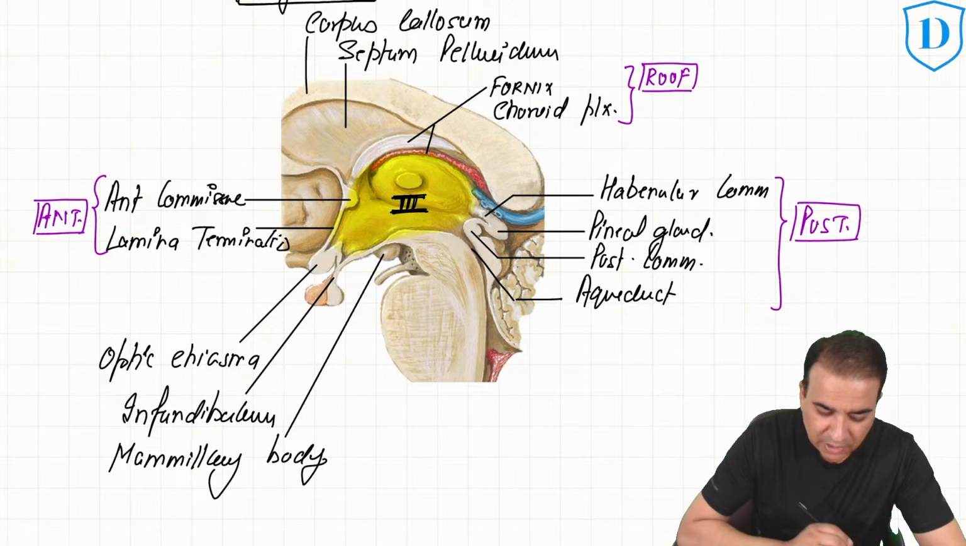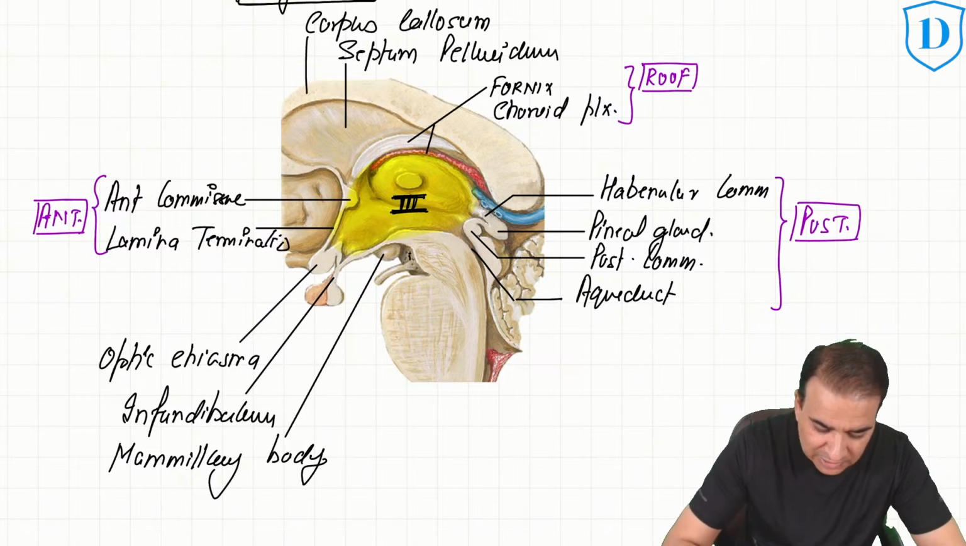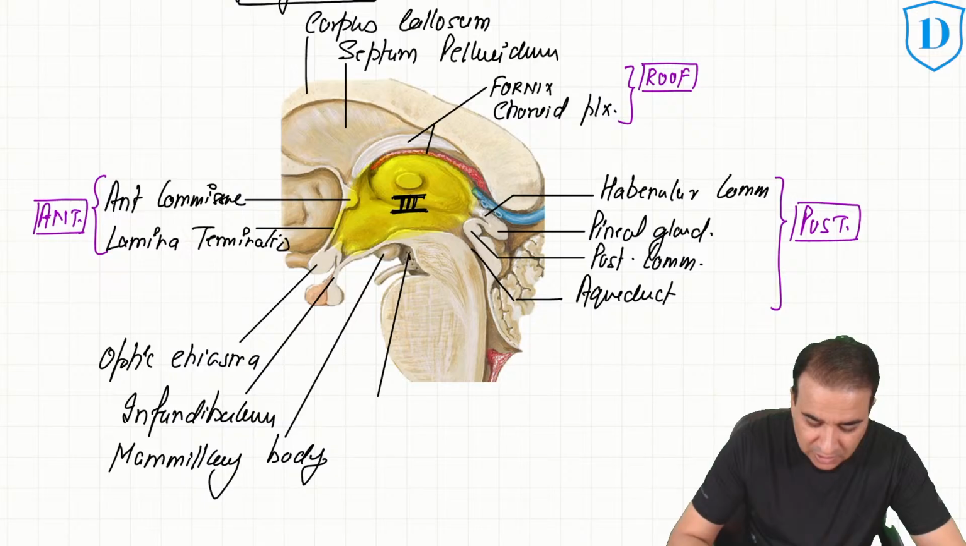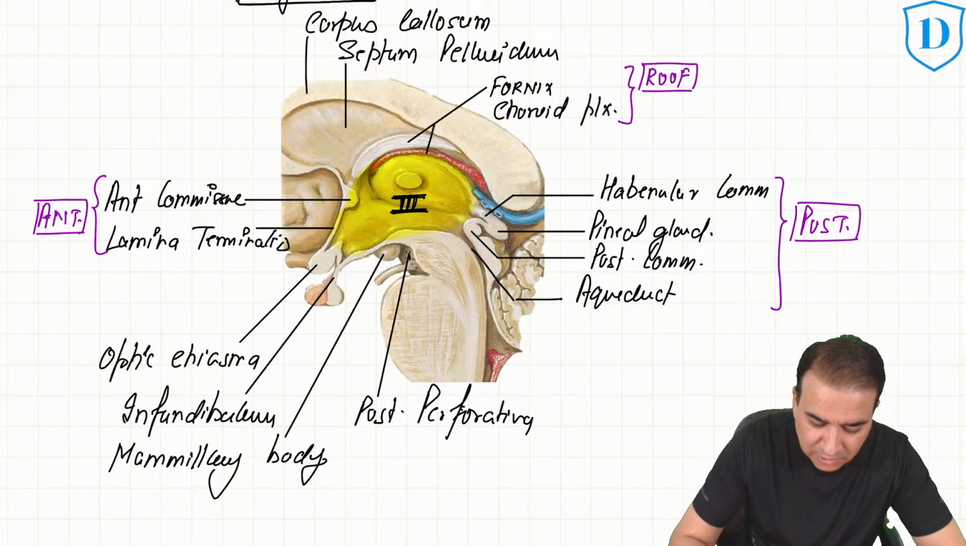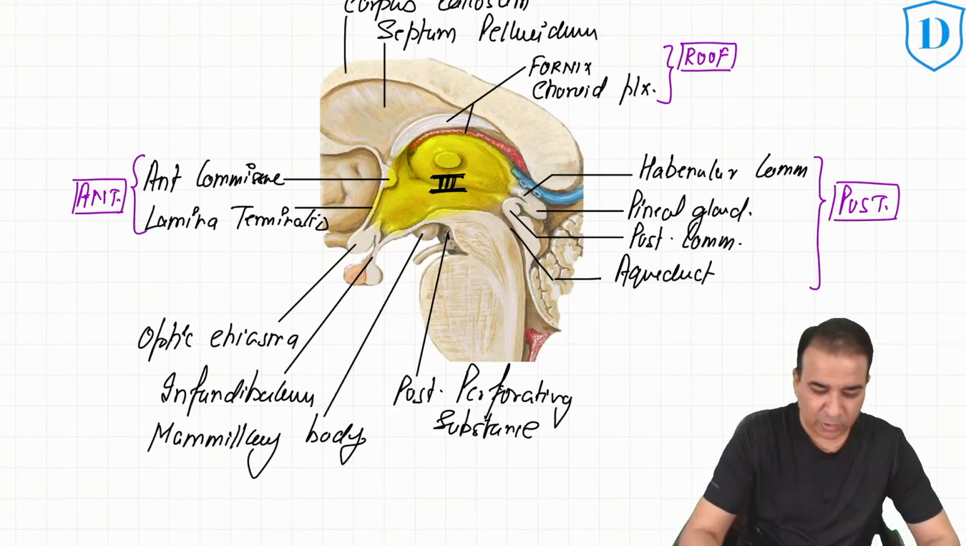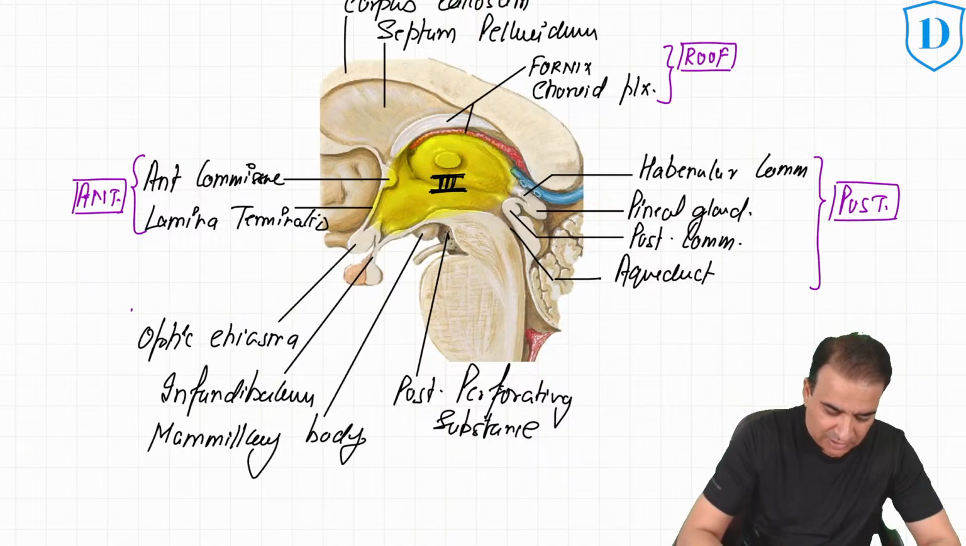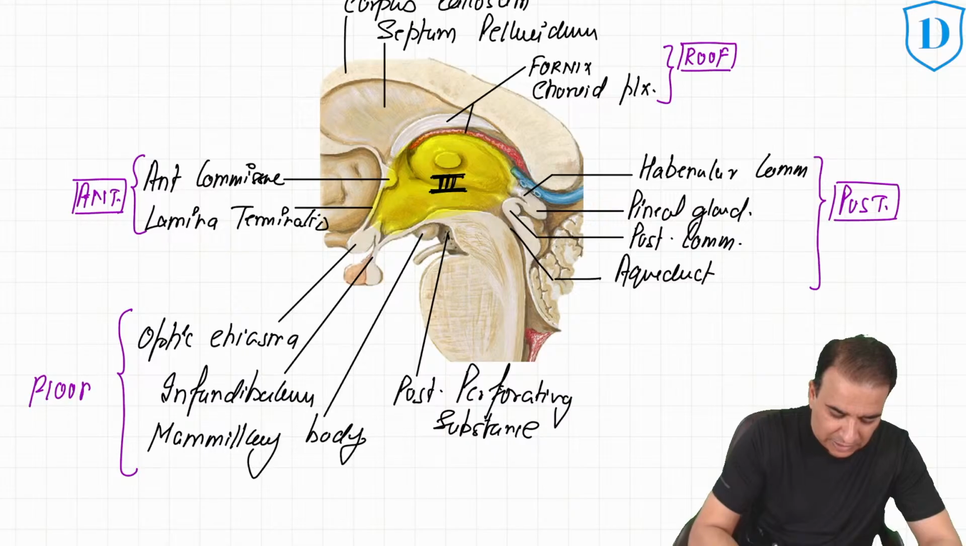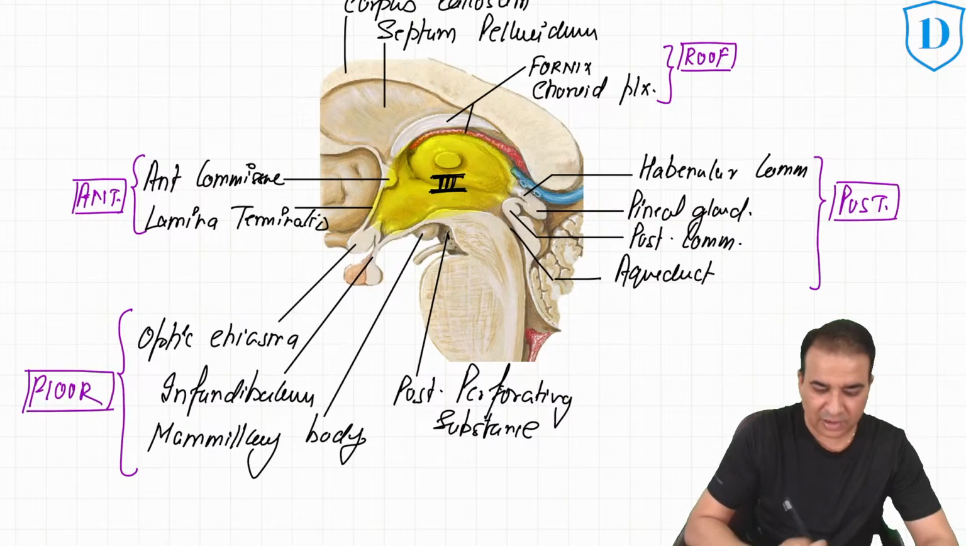There is a mammillary body. और थोड़ा और पीछे जाएंगे तो there is a perforating area here called the posterior perforating substance. Optic chiasma, infundibulum, mammillary body, posterior perforating substance: all these are the structures which are present in the floor of this ventricle here.